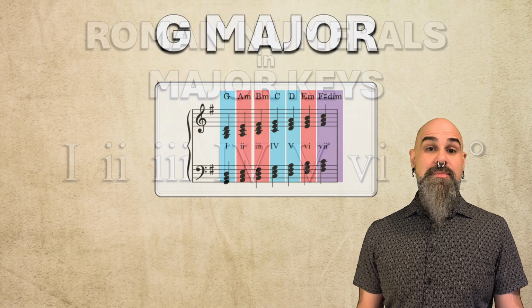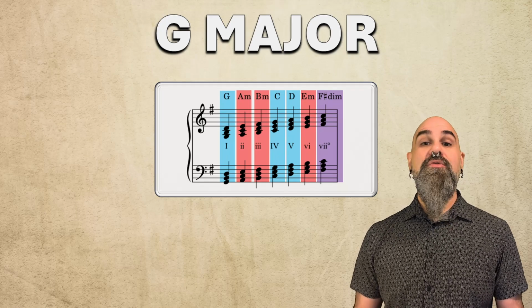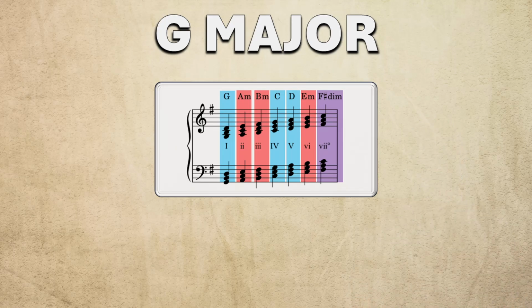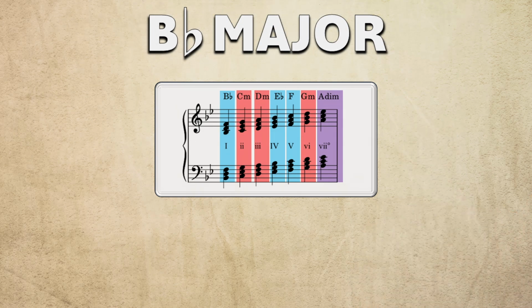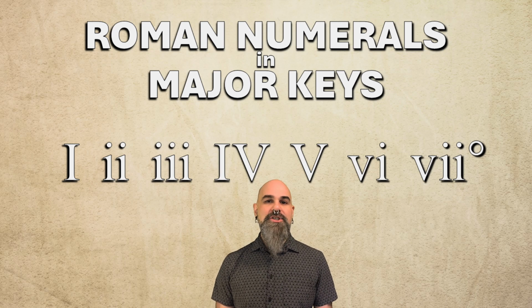So if we're in G major, 1 is G, 2 is A minor, 3 is B minor, and so on. In B flat major, we get this set of chords. The same qualities in the same order in every major key.